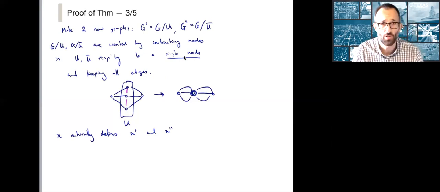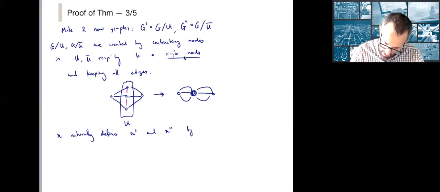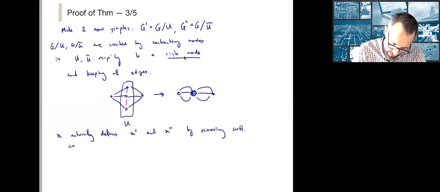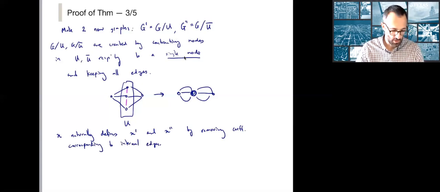This is essentially by orthogonal projection, by removing coefficients corresponding to internal edges. I hope that's clear. Internal to U or internal to U complement. This is a coordinate projection. All right. So what do we have for X dash and X double dash?